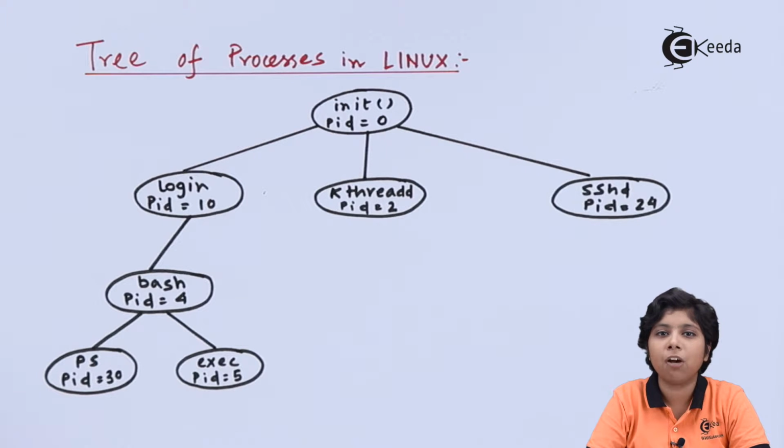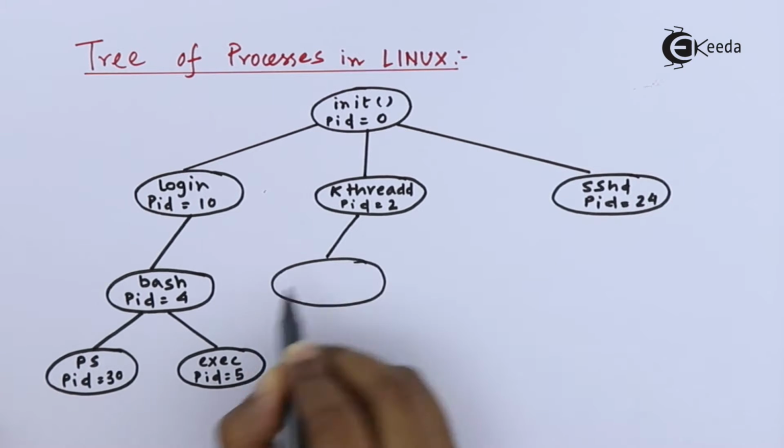Now we will see how the kthreadd and sshd processes help us. The kthreadd is managing all the processes that are created outside the kernel on behalf of the kernel. These can be many processes, such as the khelper process and the pdflush process.